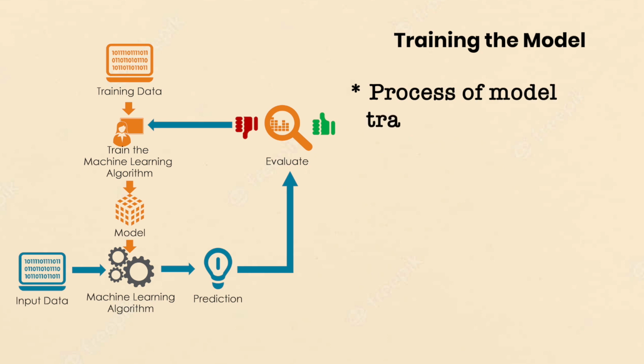Training the model. Process of model training. Model training is the phase where the neural network learns to make accurate predictions by adjusting its weights and biases based on the provided training data. Let's break down the process of model training and discuss key concepts such as batch size, epochs, and the training validation split.